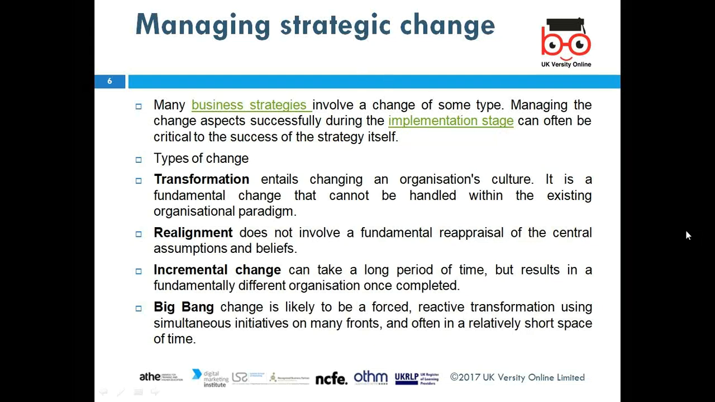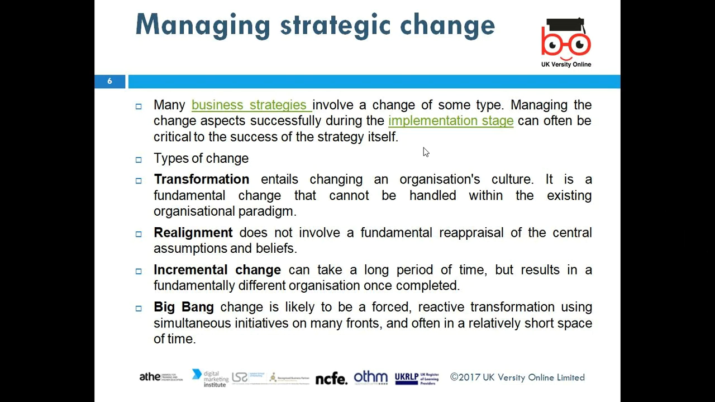management. Many business strategies involve change of some type. Managing the change aspect successfully during the implementation stage can often be critical to the success of the strategy. Types of change can include transformation, and changing an organization's culture. We change organization culture. What is meant by culture?